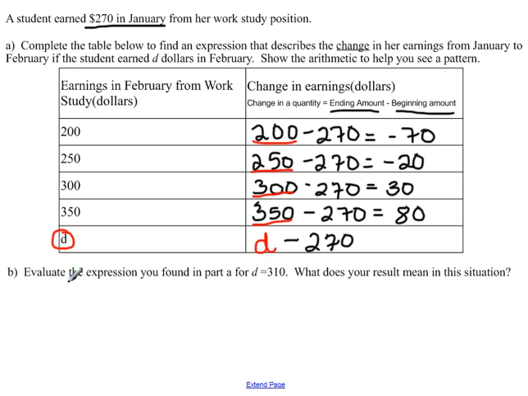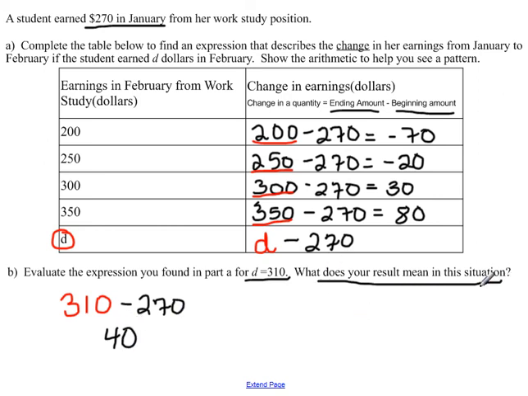So now the last part that we need to do is to evaluate the expression for D equals 310. So here's our expression, and they're asking us to use D equals 310. Let's substitute 310 in for the D. 310 minus 270, well, that would give us a total of positive 40. But notice that that's not enough. It says, what does your result mean in this situation? Well, what our result means is that she earned $40 more in February than in January.